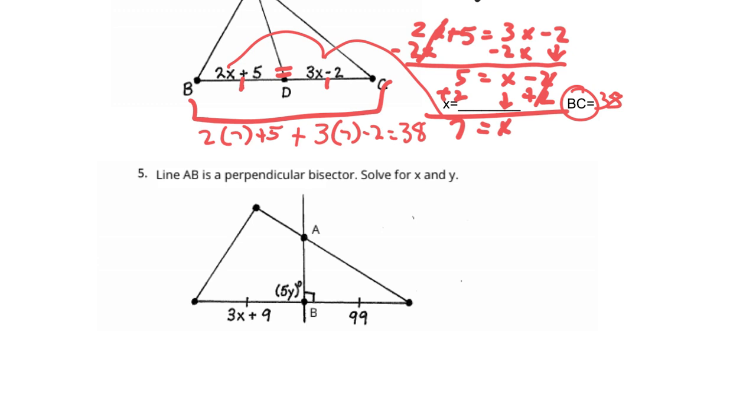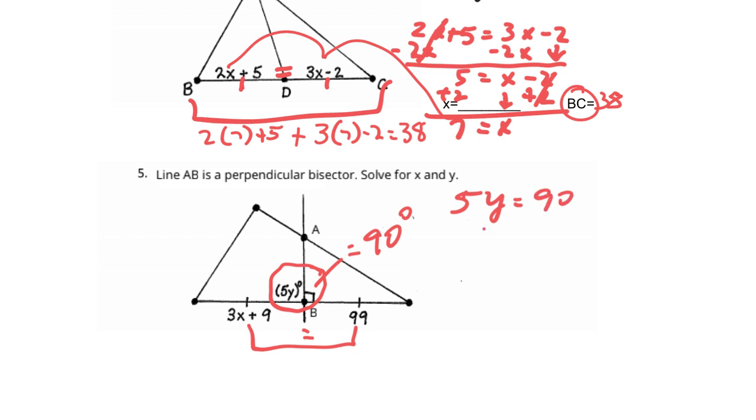Okay, on number 5, it's a perpendicular bisector. This is going to be in two different pieces. So that is an equation on its own. You're going to find y, and then you're going to find x. The two are not related, okay? The perpendicular part means that this is equal to 90 degrees. The bisector part means that these two are equal. Okay, so you're going to do two different equations. I'm going to have 5y is equal to 90. If I divide both sides by 5, I get 18. And that's one answer. Okay, that doesn't have anything to do with the bottom one.